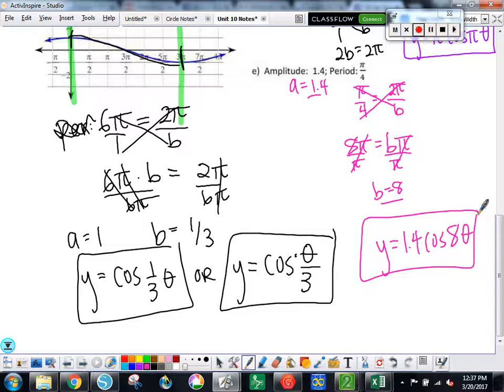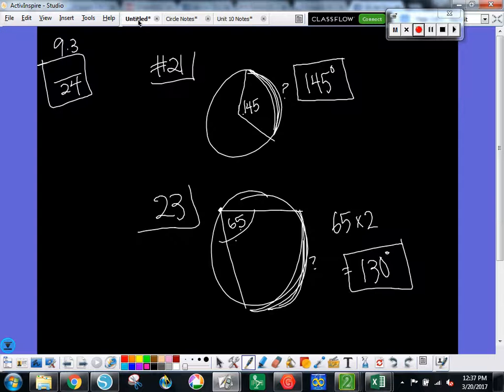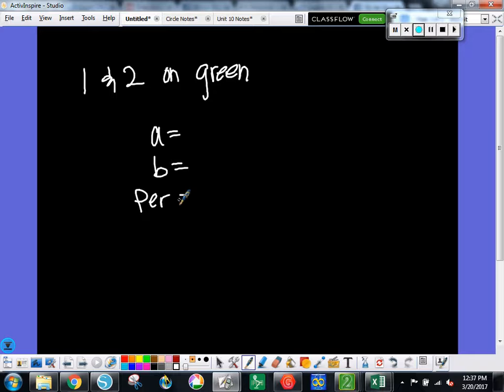On number 1 and number 2, all I want you to find is the amplitude. I want you to find A, B, the period, and the equation. So again, number 1 and number 2 on the green packet. I want you to find A, B, the period, and the equation.